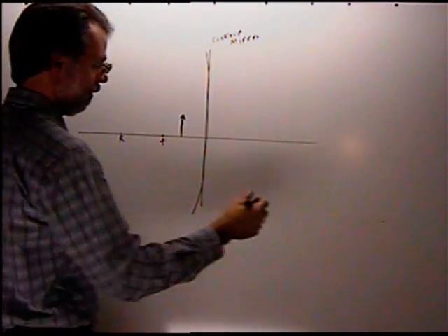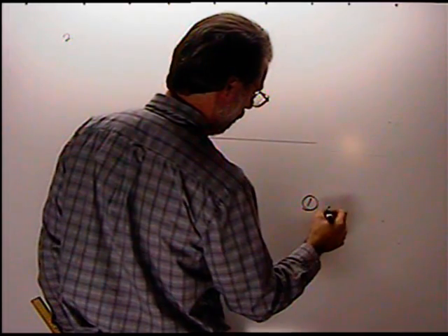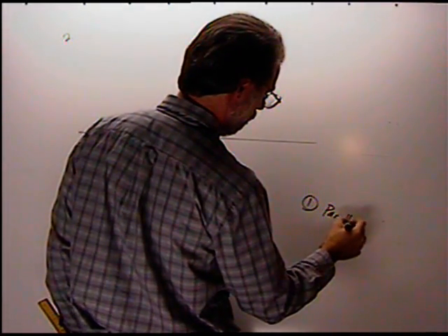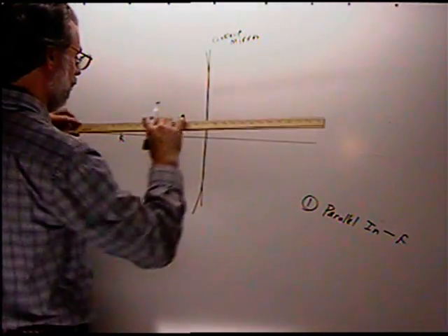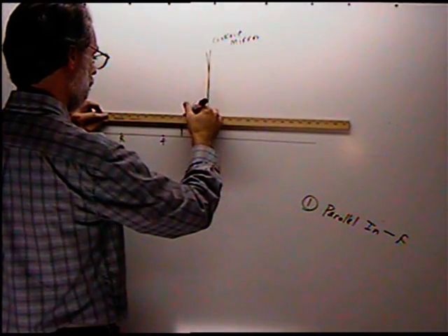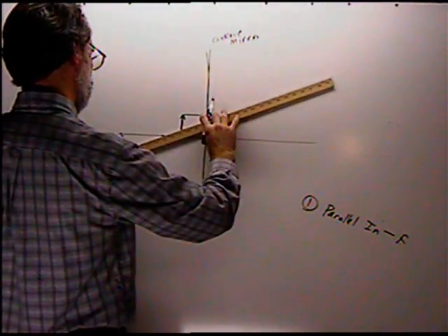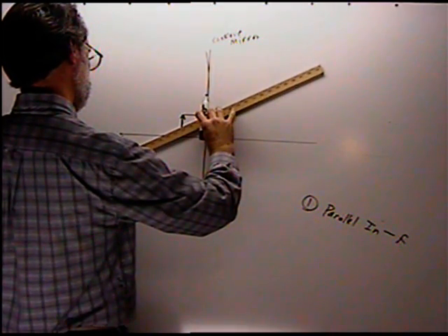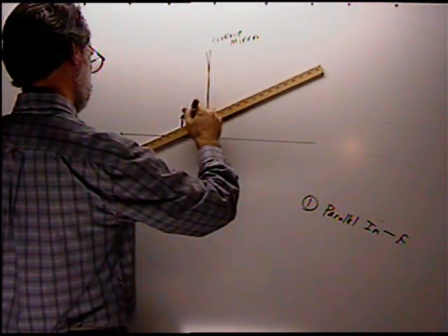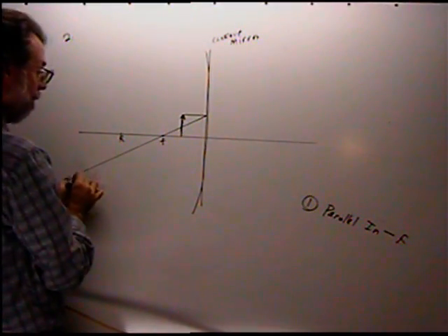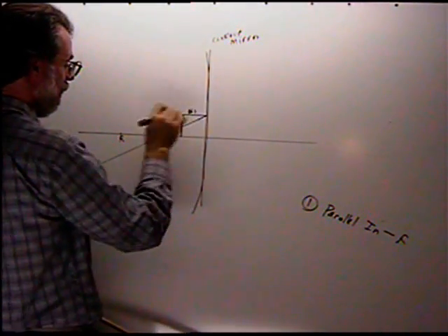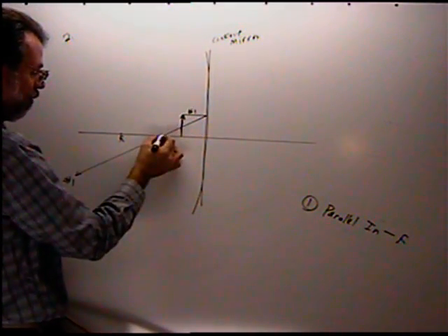Okay. So ray number 1, parallel in and through the focal point. So it comes parallel in, and it would come out through the focal point. Okay, there's ray number 1. Parallel in, out through the focal point.